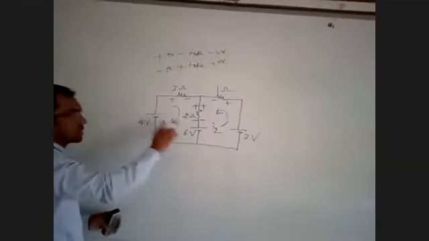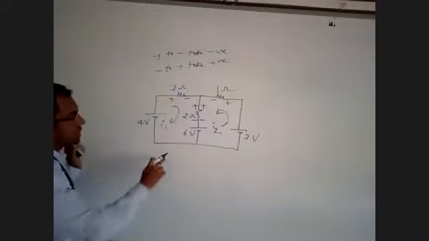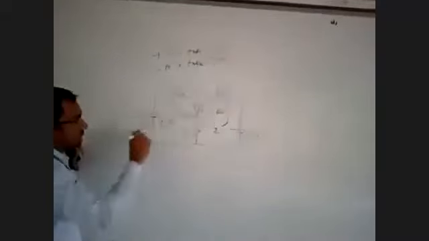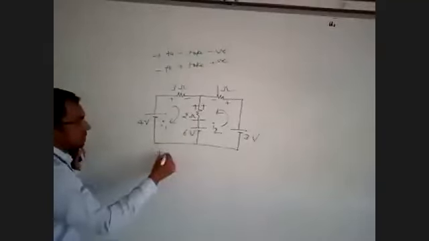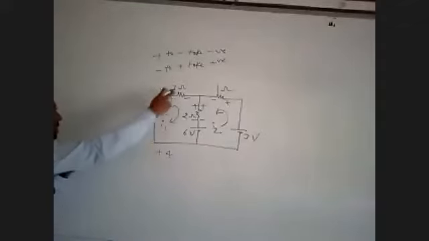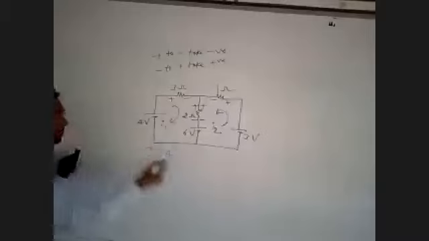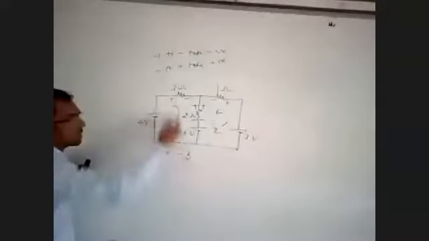Take the first loop. In the first loop, I1 is the reference. I1 direction: I1 is flowing from minus to plus. Minus to plus means plus. This is the voltage. Now here voltage is 3 into I1, but I1 is flowing from plus to minus. Plus to minus, minus 3 I1. The current flowing in this 3 ohm is only I1.